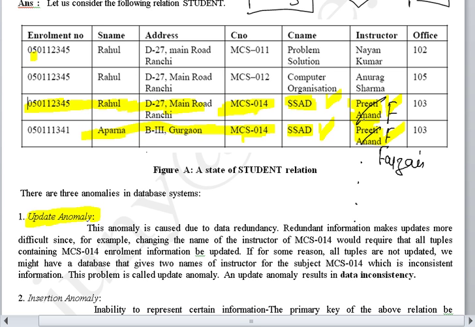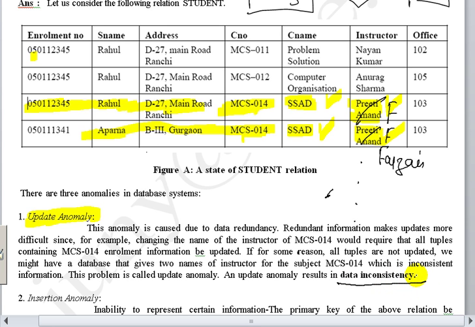एक यहाँ पे है, एक यहाँ पे है, एक यहाँ पे है. हर जगह तो हमें change करना है अब. Preeti Anand is no more, but we can easily forget to change it, isn't it? We can easily forget to change it. So उससे क्या होगा? आपका data inconsistent बनेगा. That is what is here. Data inconsistency इसमें हो जाएगी.